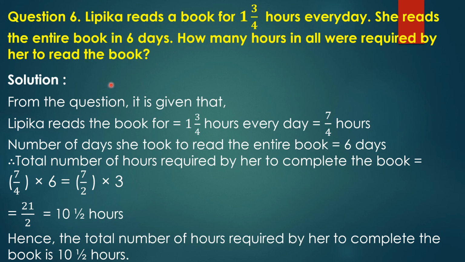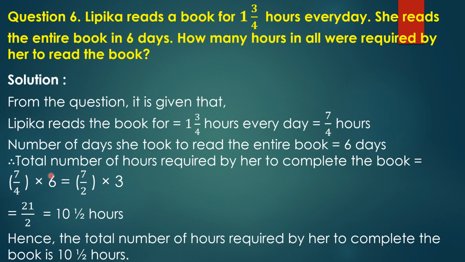Now let us solve the given question. From the question, what is given? Lipika reads the book for how many hours? 3 by 4 hours every day. So convert the mixed fraction into improper fraction. 4 ones are 4, 4 plus 3, 7. So 7 by 4 hours. And now number of days she took to read the entire book. How many days? 6 days.